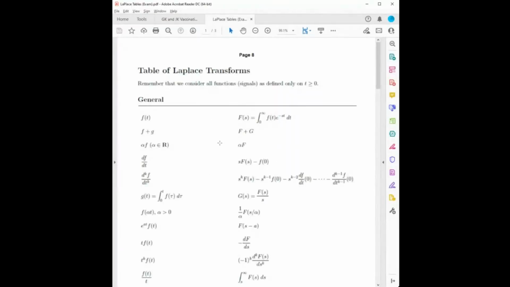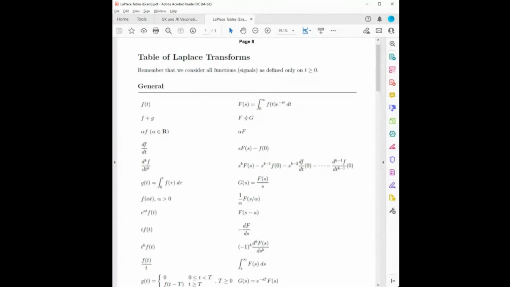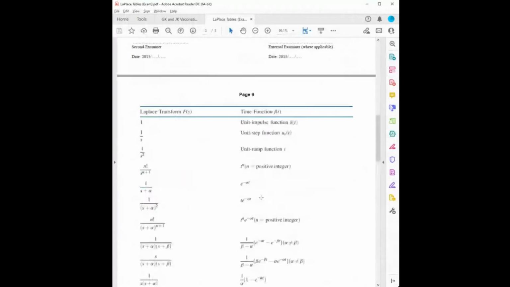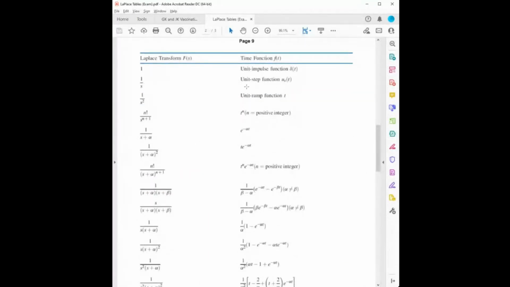Right, here's an example. This is one which is provided for you in your exam. On the right hand side, here we have the s function. On the left hand side, we have the equivalent time function. Right, so let's look at the familiar ones. We already looked at the unit step function in the time domain, which is 1 upon s in the Laplace domain. Our unit ramp function, 1 upon s squared. Our exponential with the coefficient of minus alpha t gives us 1 upon s plus alpha in the s domain.